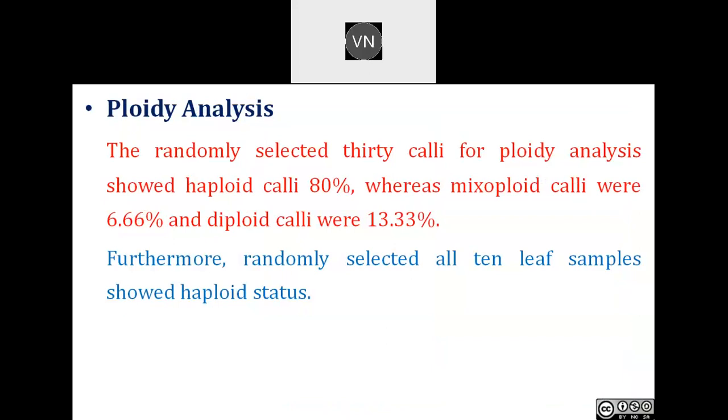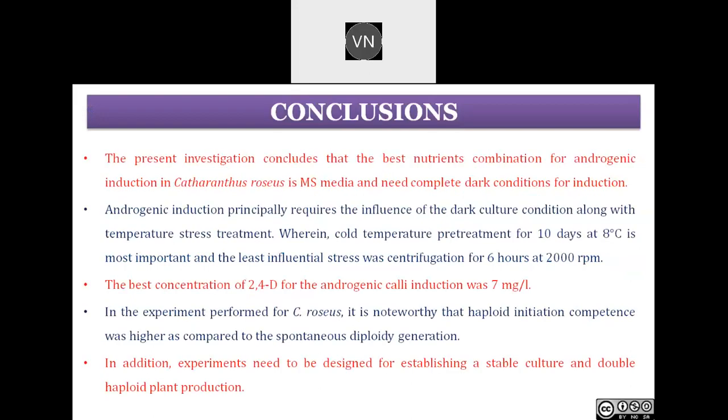Now, when I did ploidy analysis, I randomly selected 30 calli samples, of which I found that 80% of the calli samples were haploid, about 7% were mixed ploid, and about 13% were diploid in nature. And furthermore, when I randomly selected 10 leaf samples of the regenerated plantlets, all of them showed haploid status. Next, please.